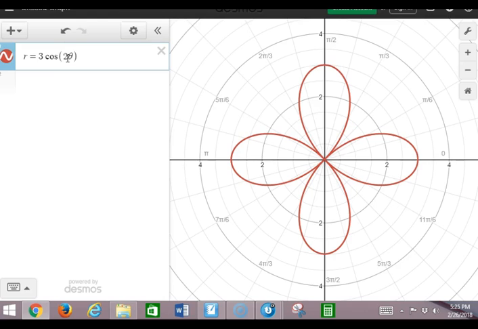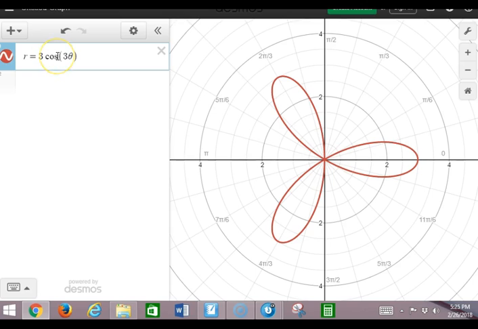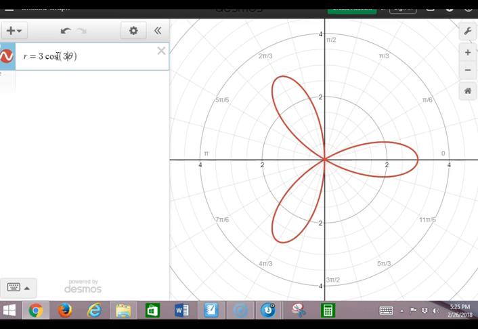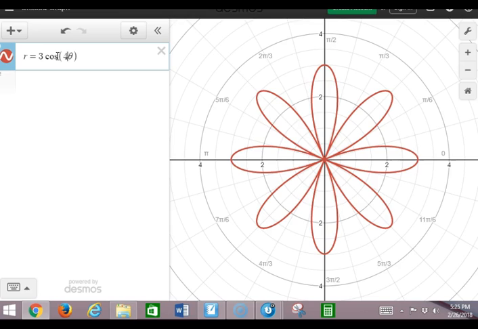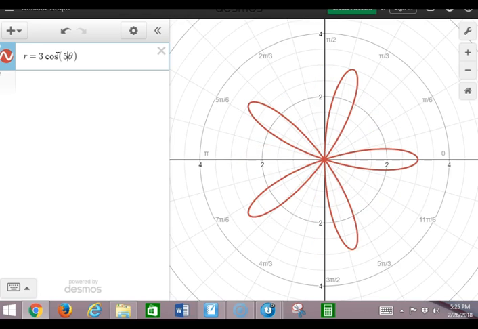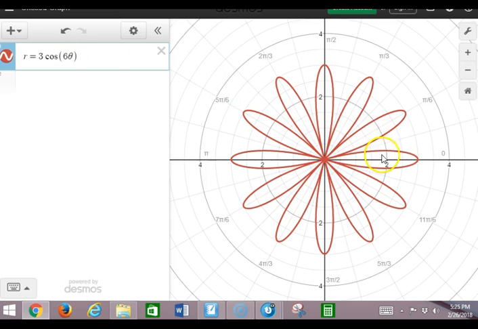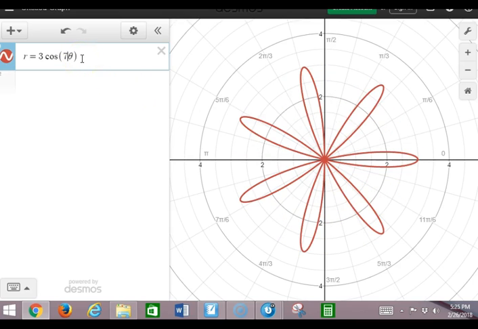So here's 2 cosine of 3 theta. We already know that this number tells me how long the petals are, so let's just change this number. So here's 3 theta. Notice when we had 2 theta, we had 4 petals. When we have 3 theta, we have 3 petals. What happens when we have 4 theta? Oh, we have 8 petals. When we have 5 theta, 5 petals. 6 theta, 1, 2, 3, 4, 5, 6, 7, 8, 9, 10, 11, 12 petals. When we have 7, just 7.